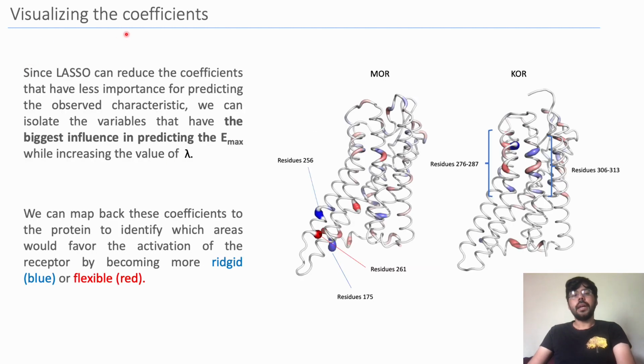Another advantage of using LASSO is that it reduces the coefficients that have less importance for predicting the Emax to 0, and then we can map it back to the protein and see which parts of the protein, by becoming more rigid, in the case of the blue ones, or more flexible, lead to a higher Emax. And we see that for both receptors, these regions are very different. For kappa, we see that most of the coefficients with large values are centered around the binding pocket, while in mu, they are concentrated around helices 6 and 5.